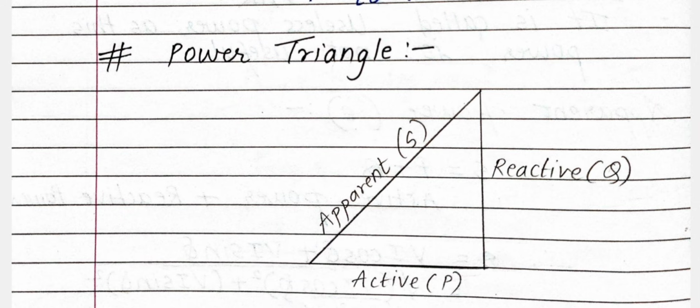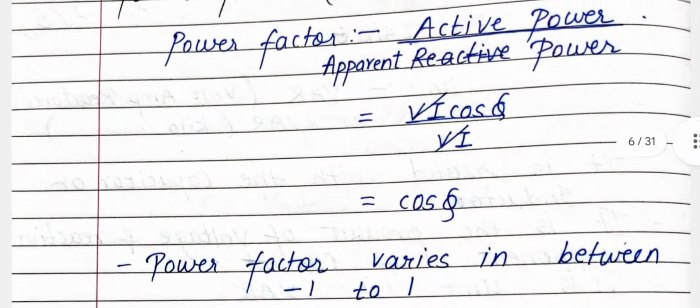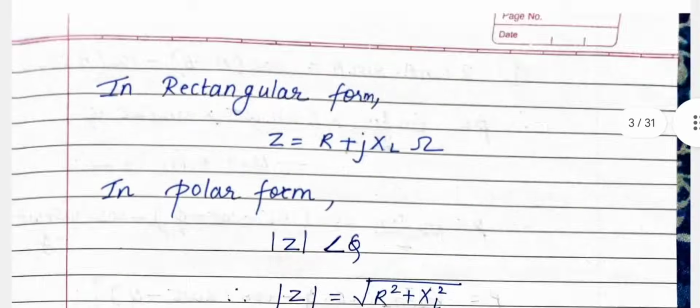Okay, so you just have to make this type of right angled triangle. The base is your active power, the 90-degree ray is your reactive power, that is Q, and your hypotenuse is your apparent power. Okay, simple. This was your power triangle. Okay, so this is all about the series RL circuit. We will revise it very quickly.